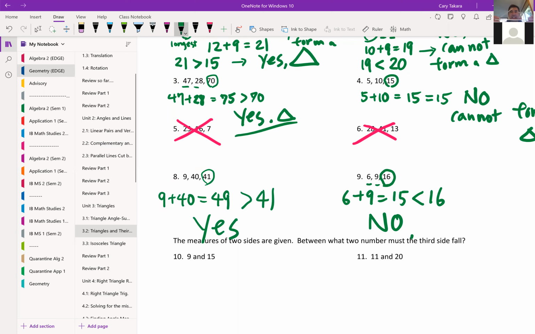Because 16 and 6 and 9, it does not all the way make it, right? This is a 9, this is a 6. If you add them, 6 plus 9, it's not bigger than 16. So you will not be able to form a triangle. Does that make sense?